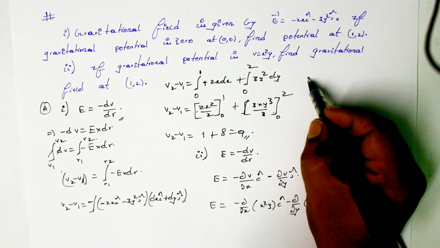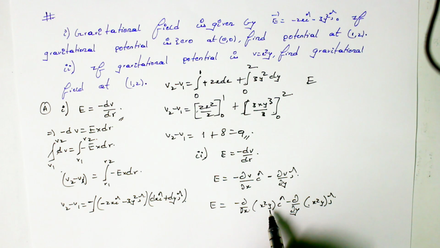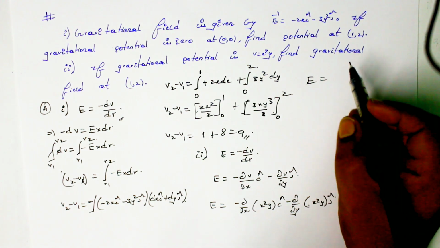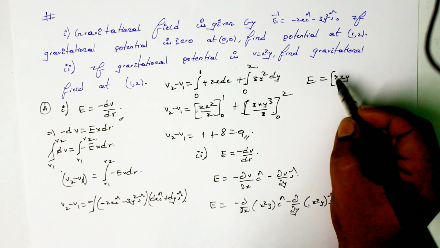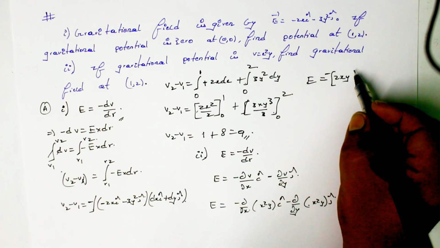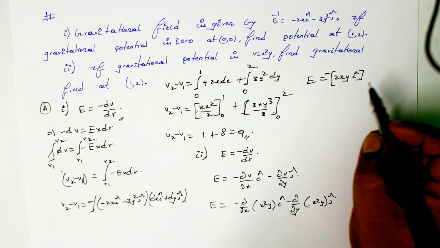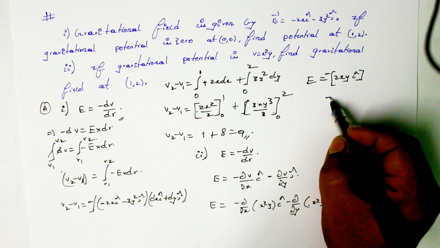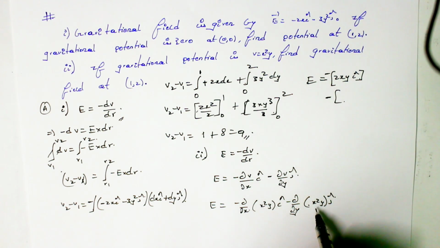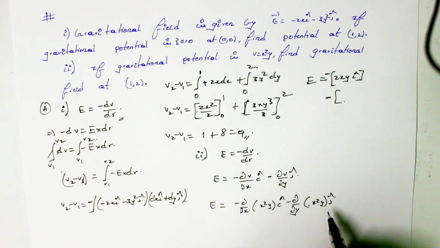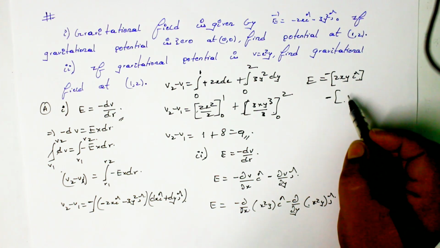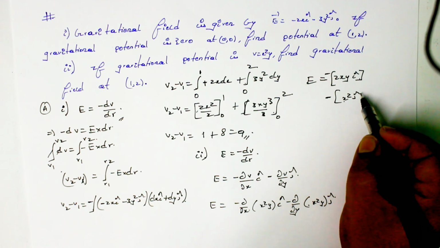Now if I do partial differentiation of this x²y, it means I am supposed to differentiate only this x², y becomes a constant here. So therefore E = 2xy, so minus I will take common, 2xy i cap minus, now differentiation of x²y with respect to y here. So here x is a constant, now we are supposed to differentiate only y here. So x² into j cap.